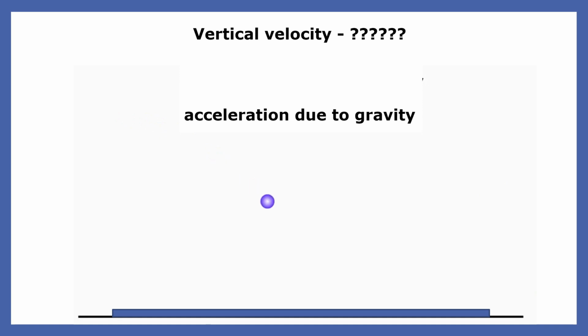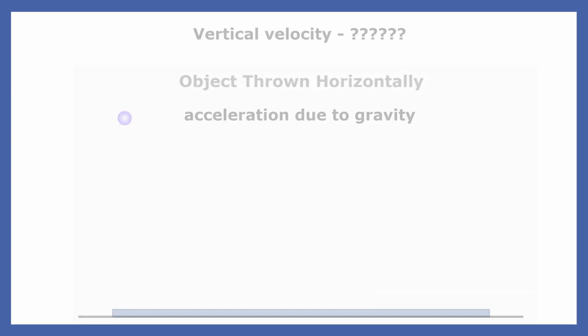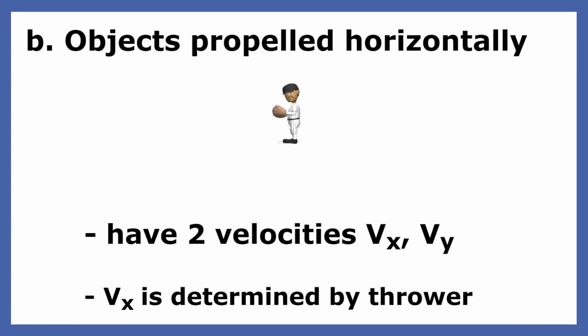When the ball leaves the thrower's hand, its initial vertical velocity is 0, and the vertical force of gravity increases the vertical velocity by 9.8 meters per second for each second that it's in the air. We call the ball's horizontal velocity Vx and the vertical velocity Vy. Vx is determined by whoever or whatever throws the ball.